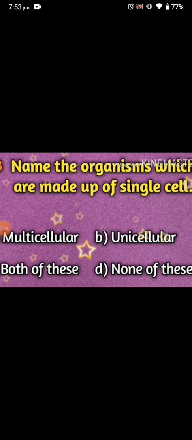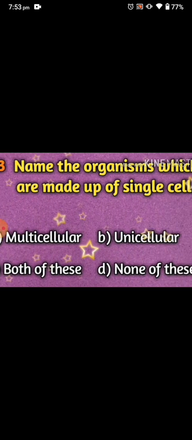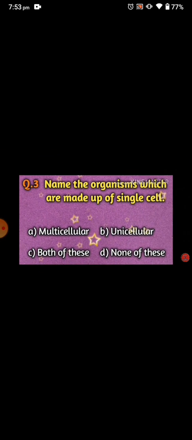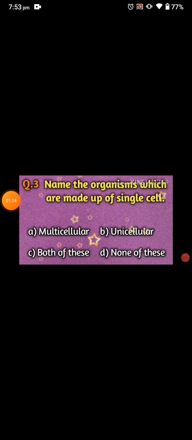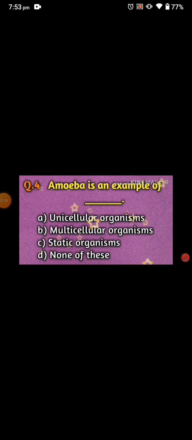Next question. Name the organisms which are made up of a single cell. Which organism has a single cell? That is known as unicellular. Uni means one, cellular means cell, which means unicellular. Multicellular means many cells. I think you all understand this.